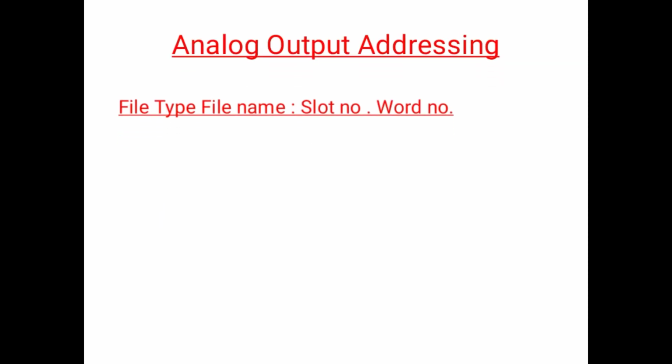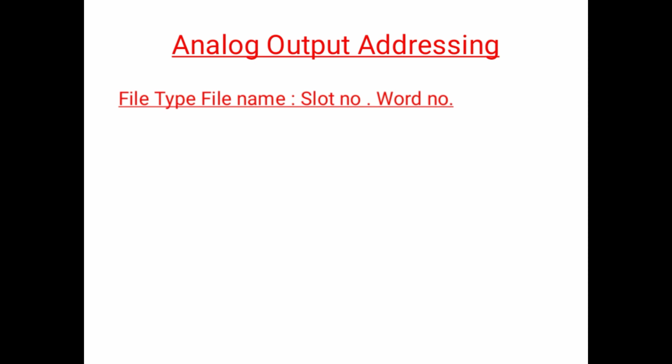Then last is analog output addressing for modular PLC. So formula is the same, file type, file name, colon slot number dot word number, file type is O for output, file name is 0, default, colon slot number we are supposing that slot is third slot, so slot number is 3 dot word 0. So this is the first analog output addressing for the modular PLC. The second will be the same, but just the word number will change, O0 colon 3 dot 1. The next is O0 colon 3 dot 2, the word number is changing, rest is the same. This is the addressing for the third analog output of modular PLC. So these are the addressing for modular PLC.